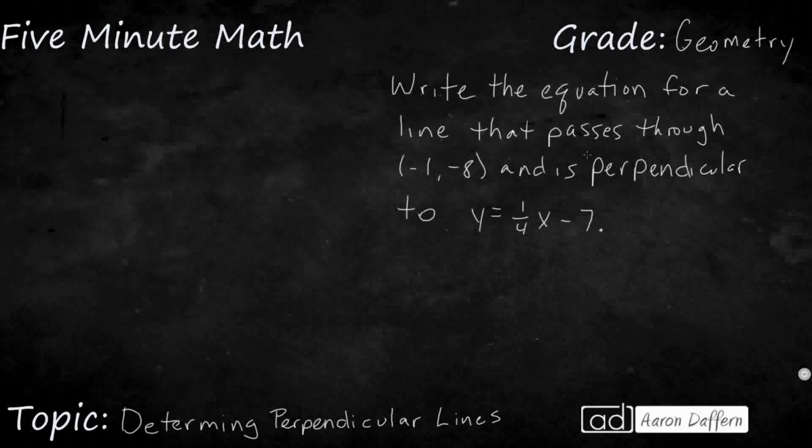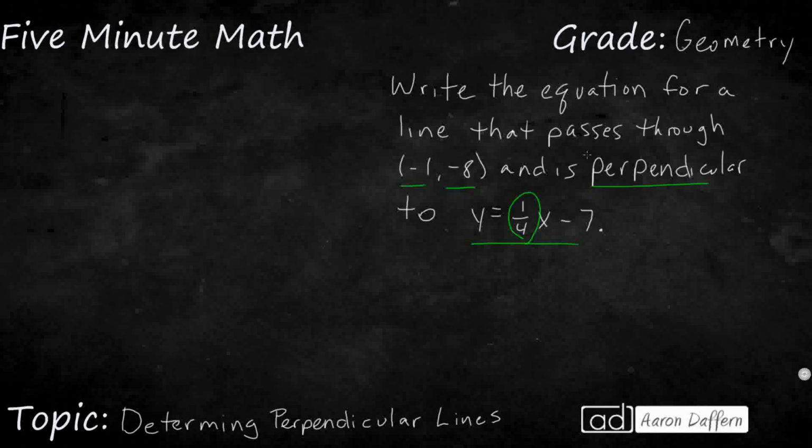So now we have to write an equation for a line, and they're going to give us a point. It's going to pass through this point right here, and it's going to be perpendicular to this particular line, and they give it to us in slope-intercept form. The only thing I really need to know from this line is the fact that it has a slope of 1/4, and that my new equation has to have a line that is perpendicular to it.